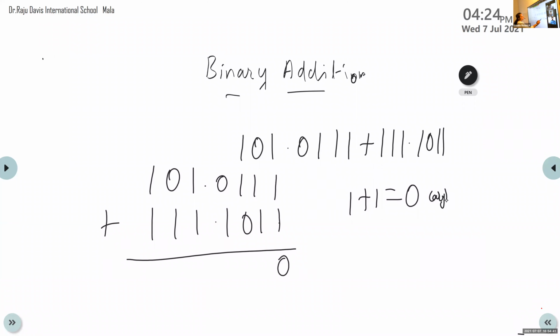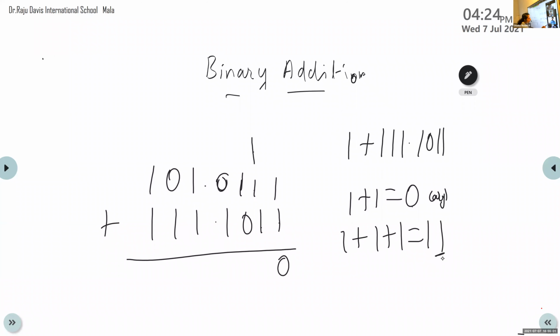Okay. 1 plus 1 is 0 with a carry 1. So 1 plus 1, the result is 0, carry 1 is there, place the carry here. Then 1 plus 1 plus 1, it is 1 1. So write this 1 as result and this 1 as carry. Okay. So place the carry here.